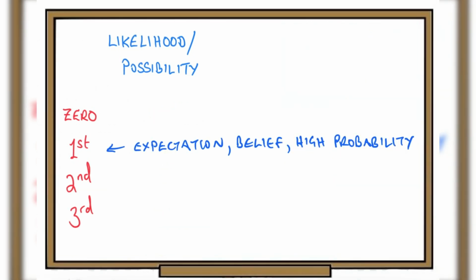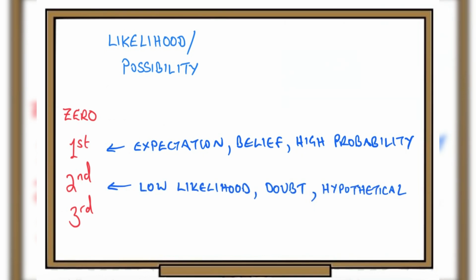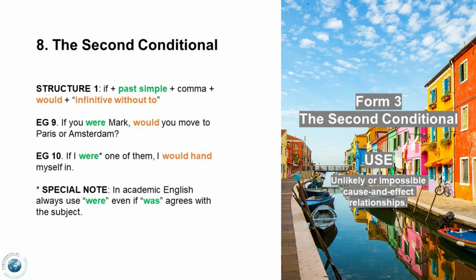We use the first conditional to express an expectation, a belief, or a high probability. However, we use the second conditional to express a low likelihood, a doubt, or even no probability. Therefore, the second conditional is excellent when you want to communicate polite advice and hypothetical situations. Example 9. If you were Mark, would you move to Paris or Amsterdam?